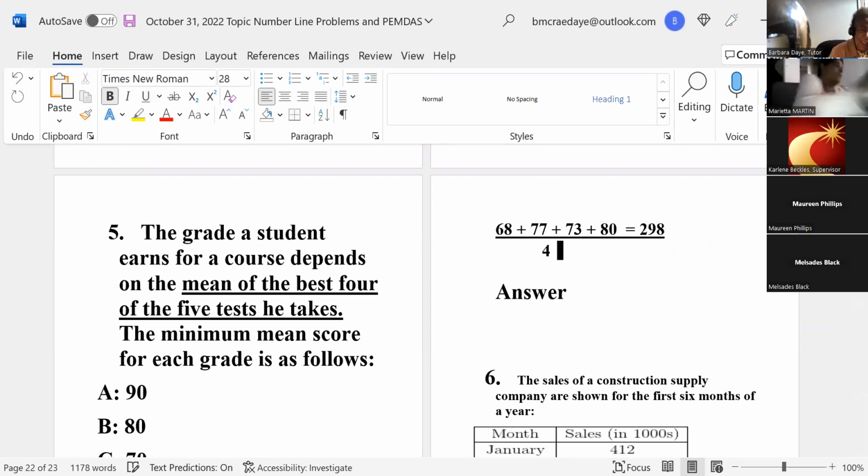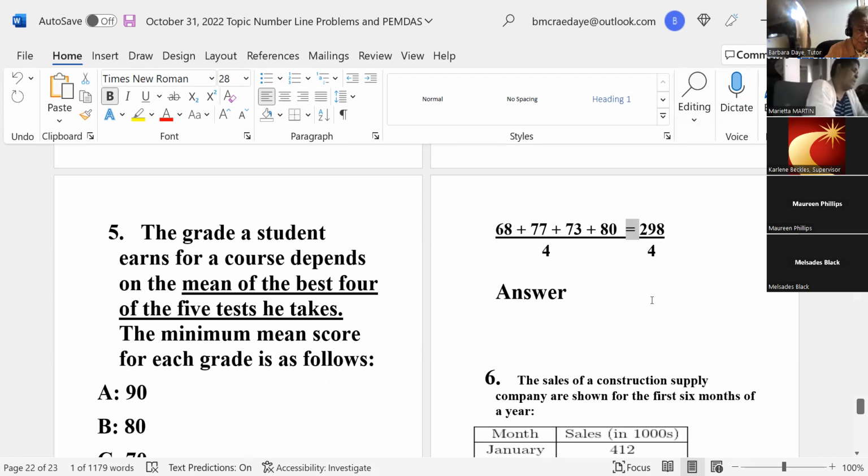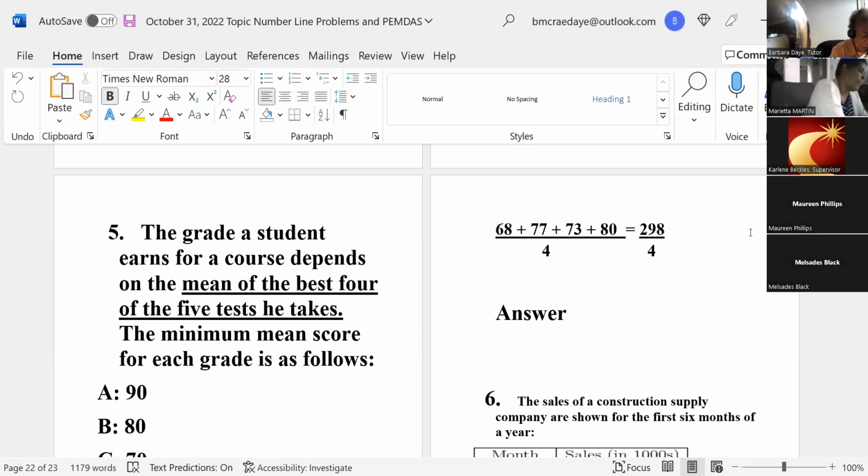And what's 298 divided by 4? What is it? 75. 74.5. You can round to 75. 4 7s is 28, 1 is 29. So that's correct, it's 74.5. And if you round that it's 75.